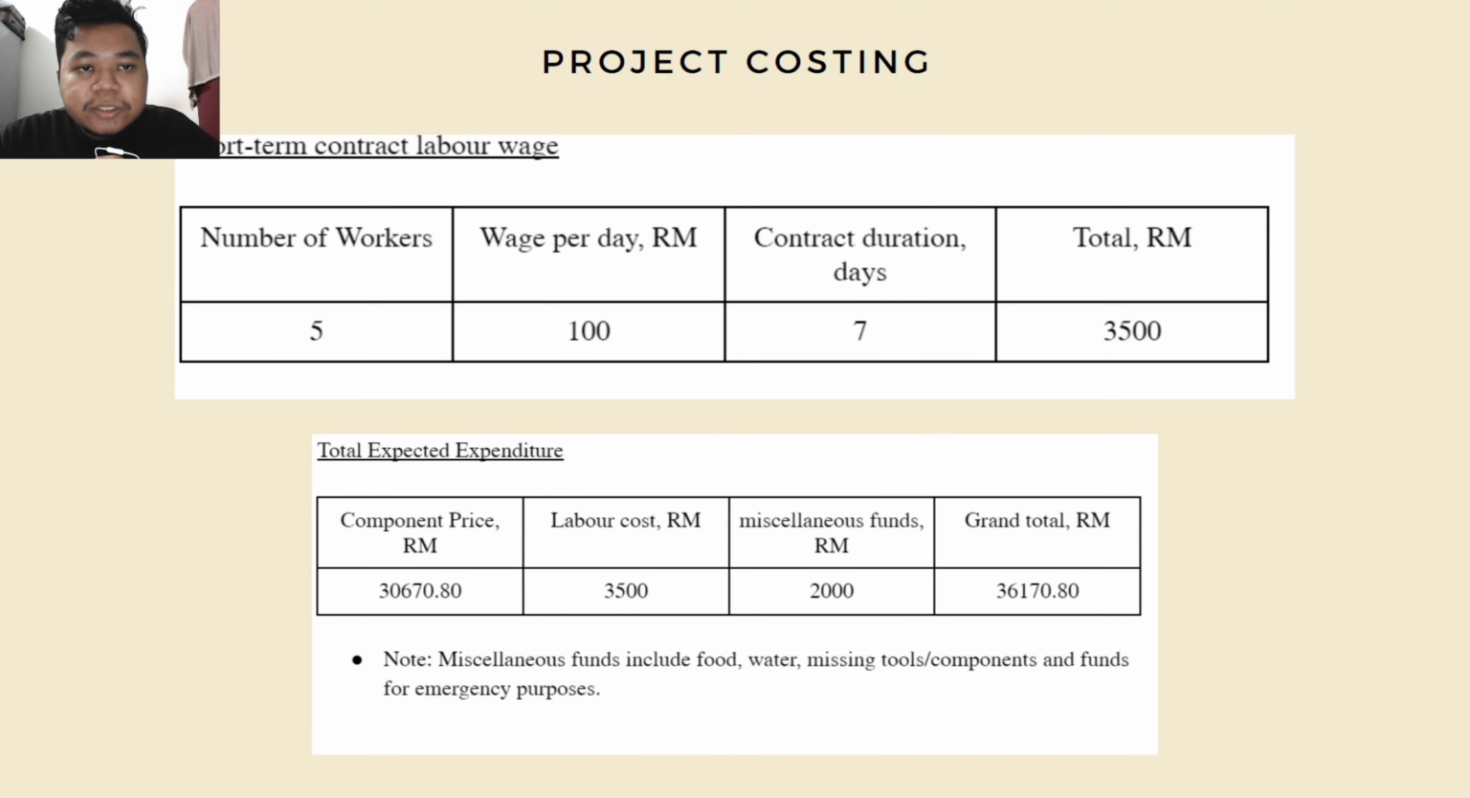For the installation, we use short-term contract laborers. So we hire 5 workers with a wage of 100 ringgit per day, and the duration is 7 days. So we have a total of 3,500 ringgit. So the total expected expenditure, including miscellaneous funds, which include food, water, in case of missing tools, components, and of course emergency purposes, we have a grand total of 36,170 ringgit and 80 cents.